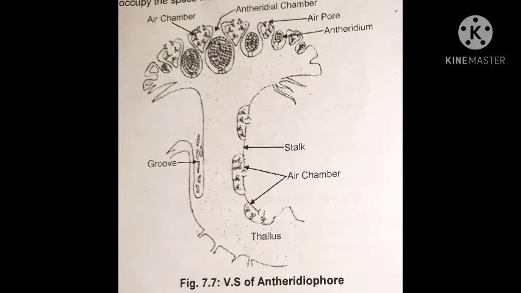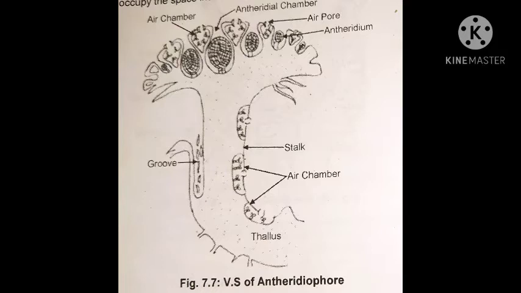the antheridial chamber is present, and that antheridial chamber shows the presence of antheridia. The oldest antheridia are near the center, and the youngest antheridia are near the margin. Inside that antheridial cavity, the antheridium is a globular body with a single layer sterile jacket, and inside there are many antherozoids.